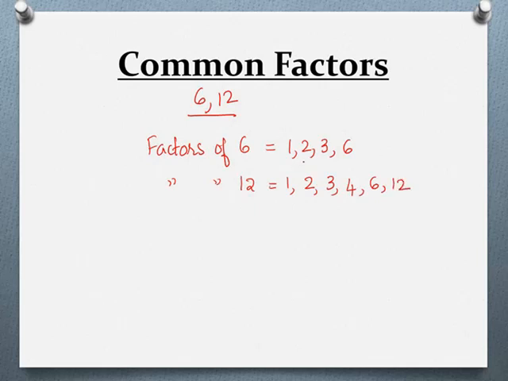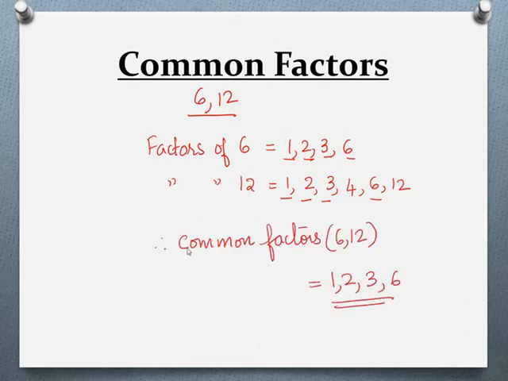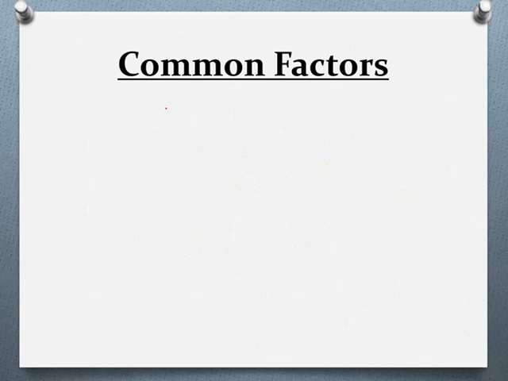So here you can find the common numbers or common factors of both 6 and 12 as 1 is common, 2, 3, 6. So we have here common factors of 6 and 12 are 1, 2, 3 and 6. Now let's see one more example. Let's find the common factors of 4, 6 and 12.